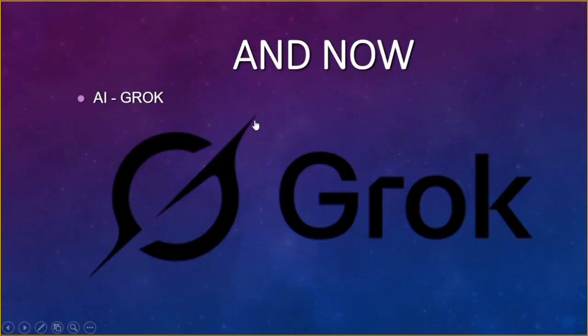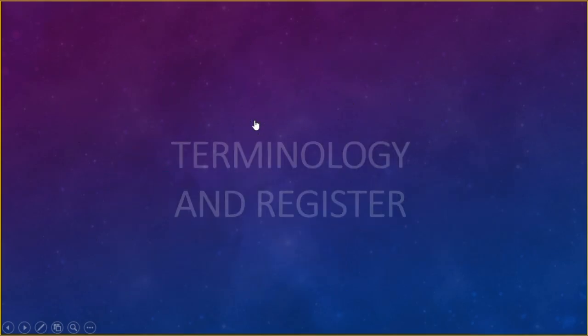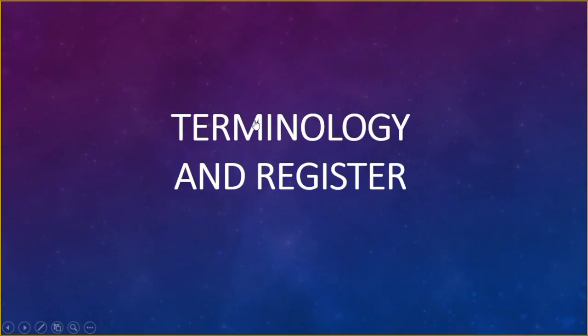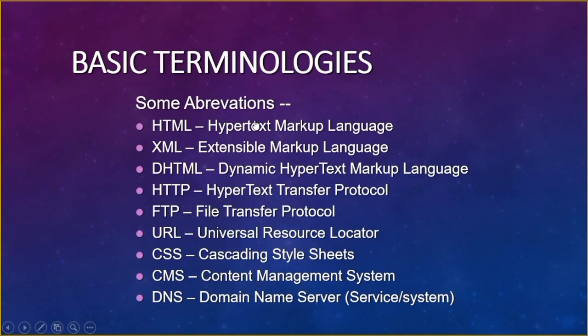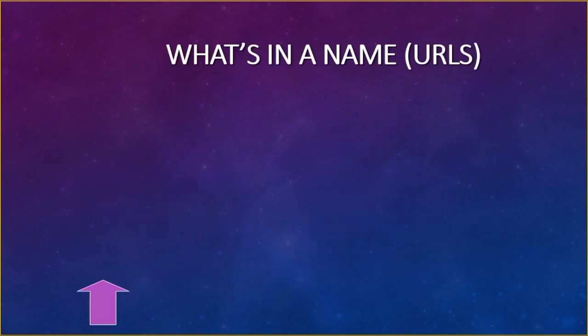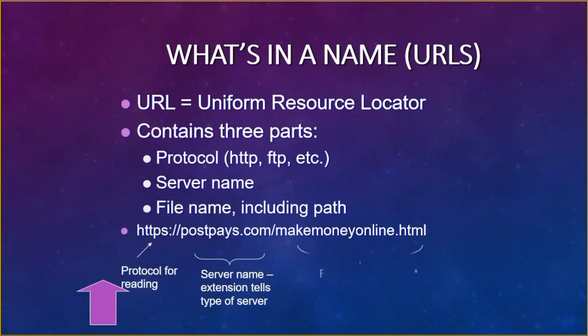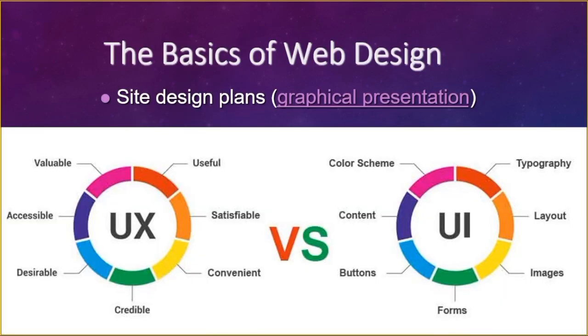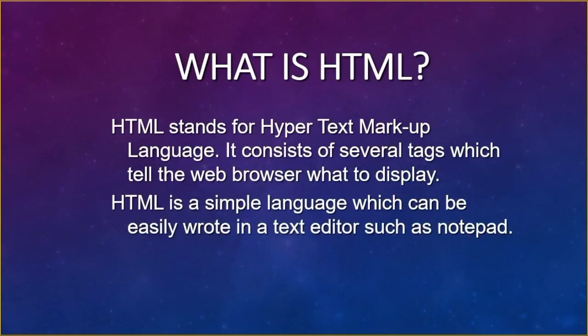Now, terminology and register. We have different kinds of terminology. I'm going to drop the link to the dictionary in the description so that you can have it. All right. So we all know what a URL is. So we're going to just jump this and move straight to writing your first code.